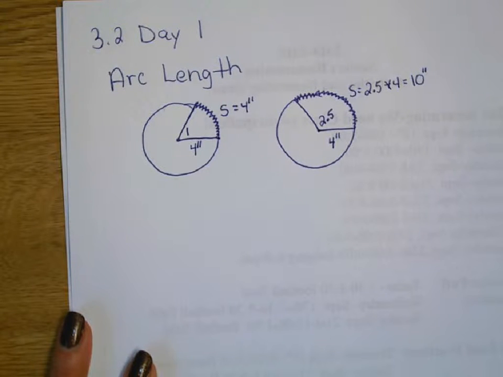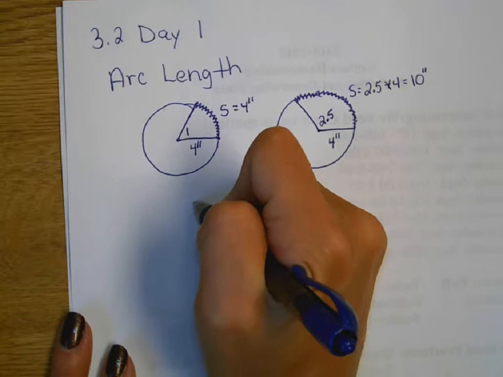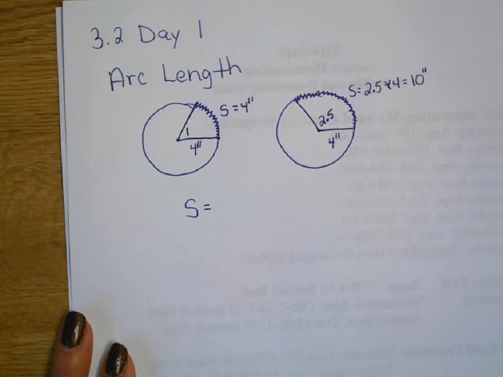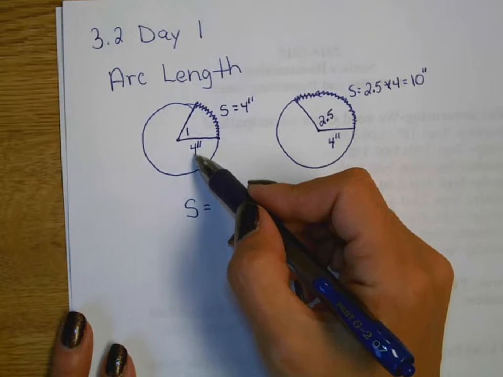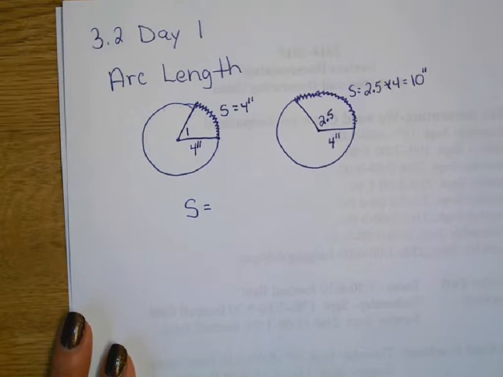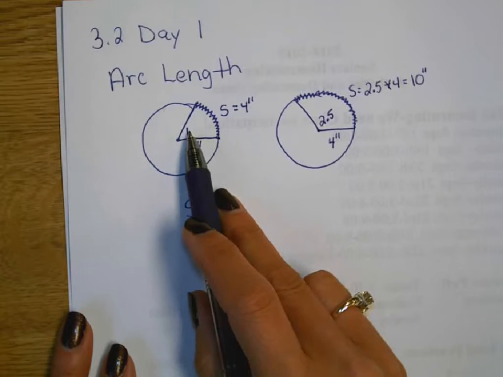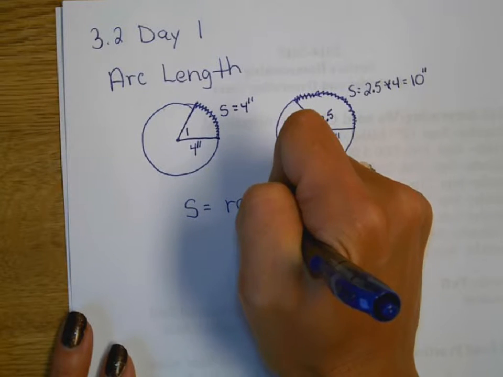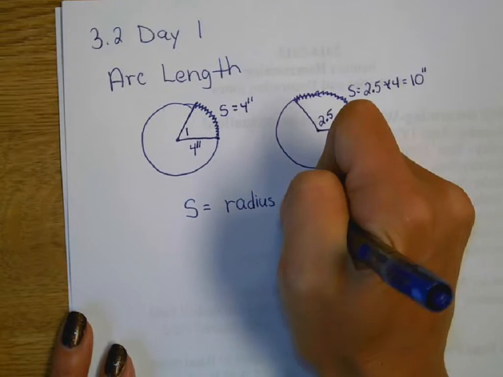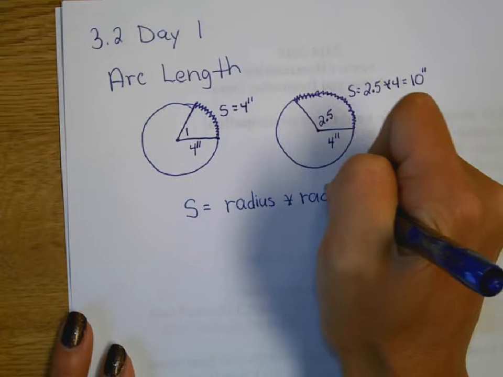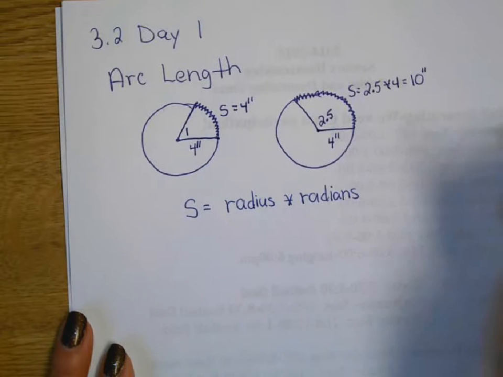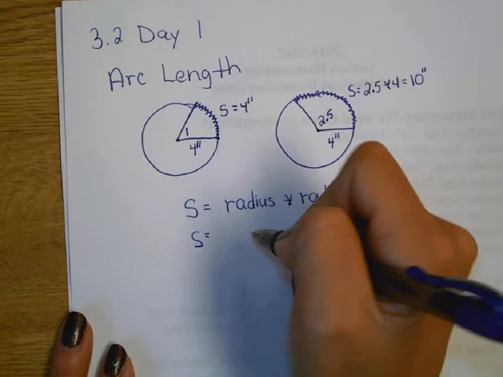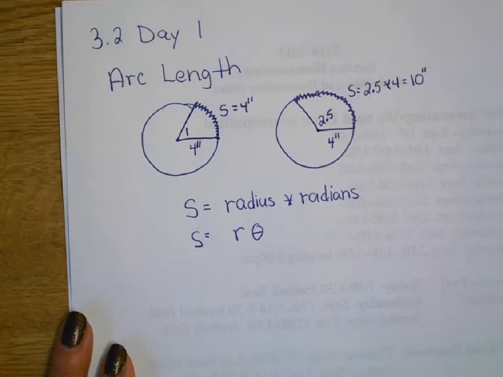So, challenge. Could you give me a formula for arc length? What's the formula for arc length? S equals 4 times R. Well, if this was a generic radius R, times radians. Radius times radians. You agree with that? The radius length times the radian angle measure. She said radius, I'm going to write it in words, times radians. So the symbols for that are theta.